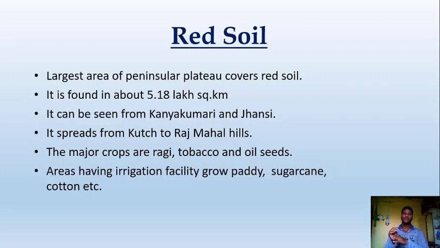It is found in about 5.18 lakh square kilometer. It can be seen from Kanyakumari and Jhansi. It spreads from Kutch to Rajmahal Hills. The major crops are ragi, tobacco and oilseeds. Areas having irrigation facility grow paddy, sugarcane, cotton, etc.